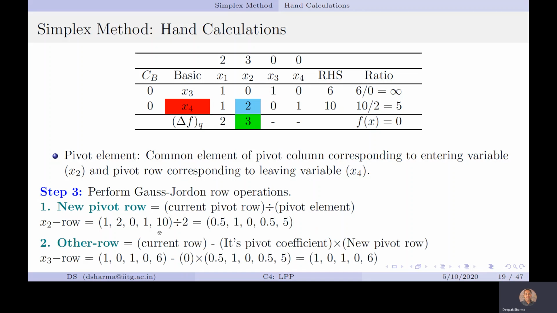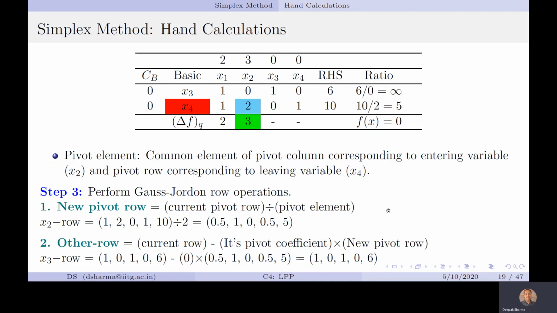Similarly, for the other row, it is the current row minus its pivot column coefficient times the new pivot row. Now let us look at x3. As we know, x2 is going to enter. So in x3, the coefficient corresponding to the entering variable is 0. That's why in the x3 row equation, we have taken the current row minus 0 times the new pivot row.